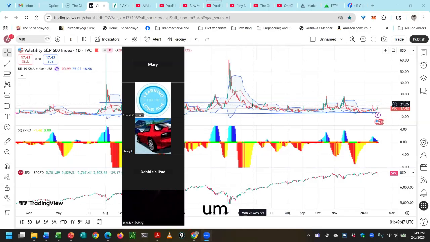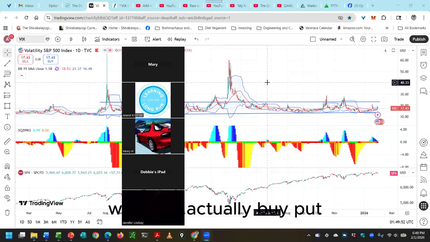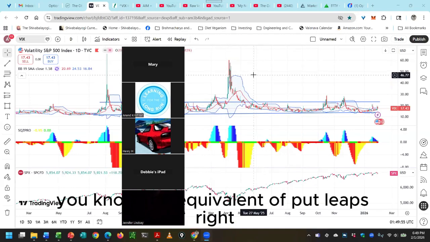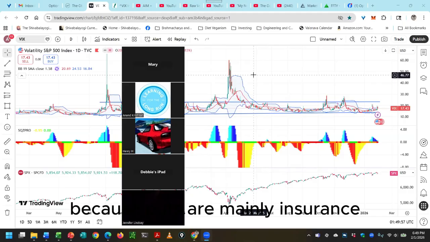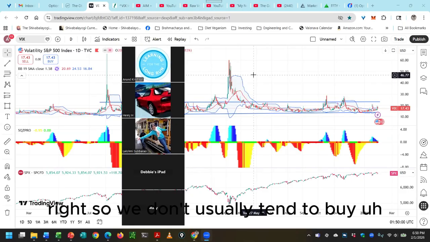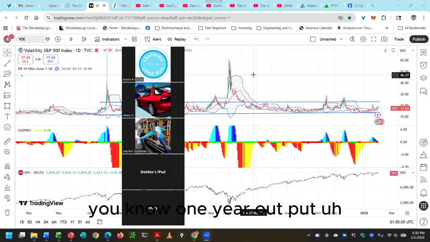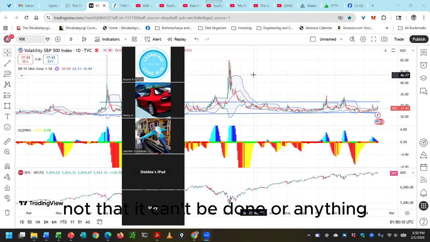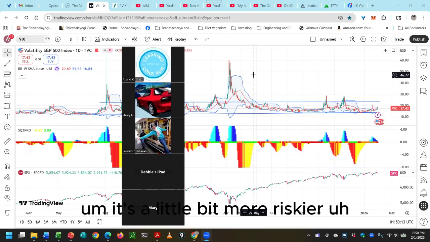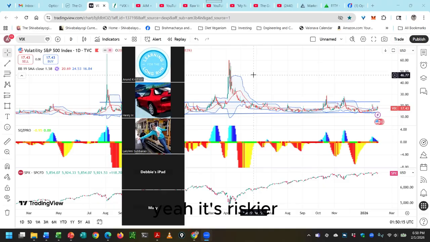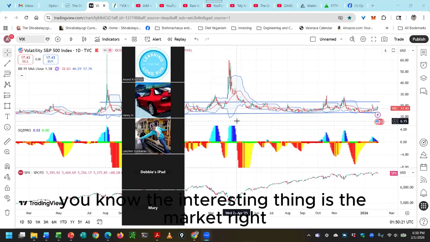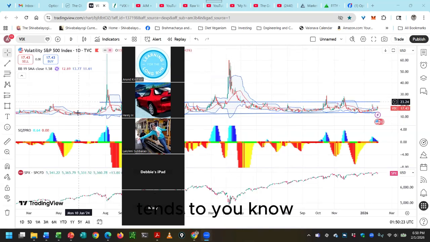Now again for puts, we don't actually buy the equivalent of put LEAPS, because puts are mainly insurance; they are mainly protection. So we don't usually tend to buy a one-year-out put. Not that it can't be done or anything, but it's a little bit riskier. Because the interesting thing is the market tends to go slowly up.